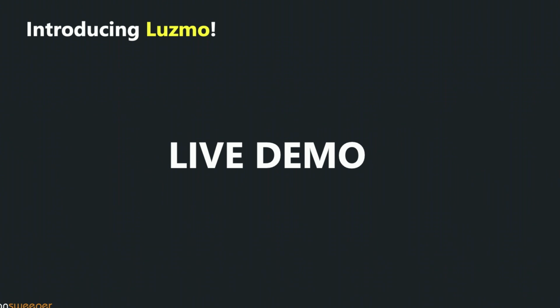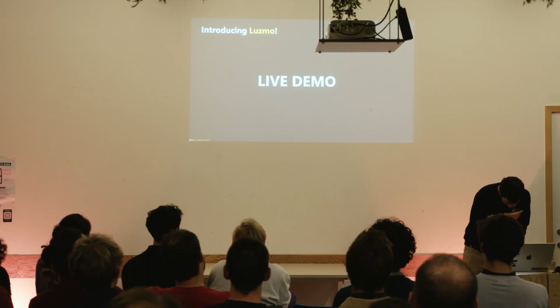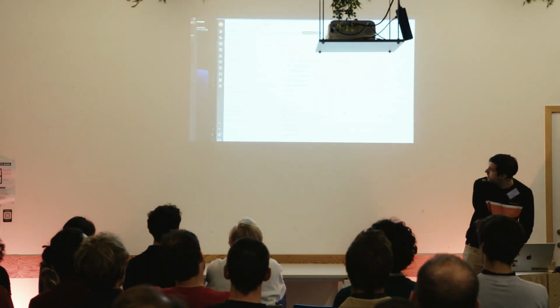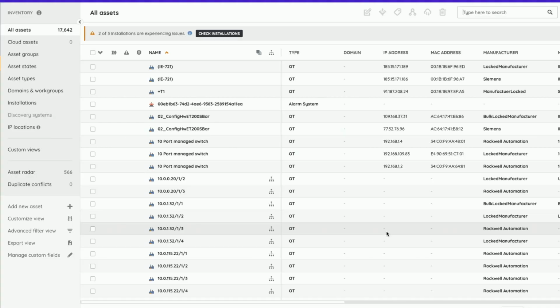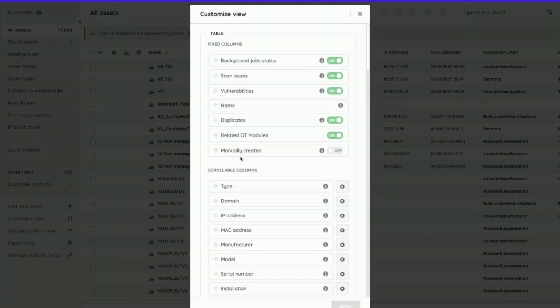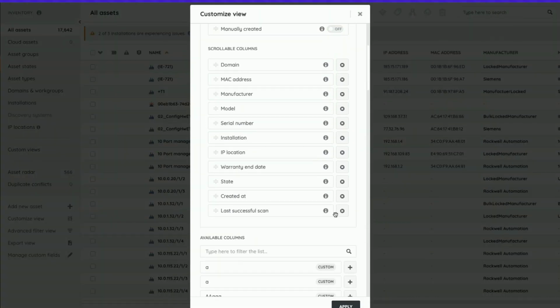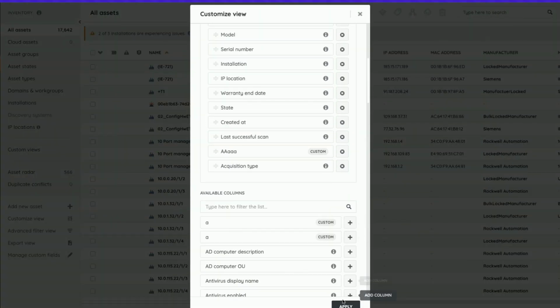Where is it? OK. So this is how our inventory table looks like. As I said, it's pretty basic, just a table. You can do some things. You can customize the view. You can remove and add columns.